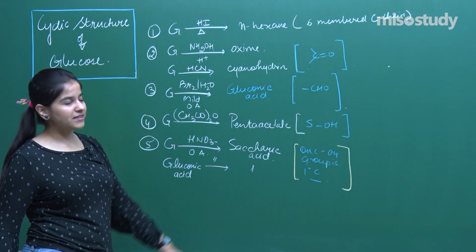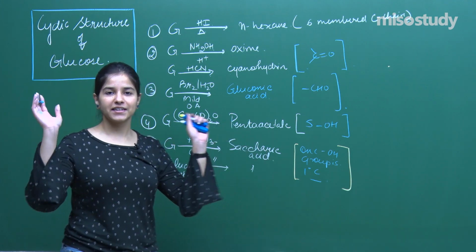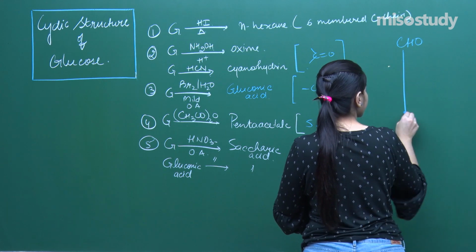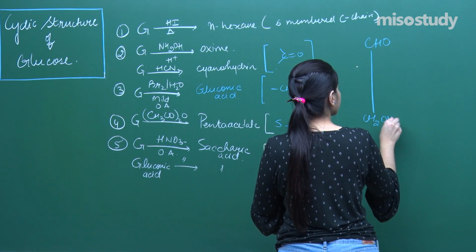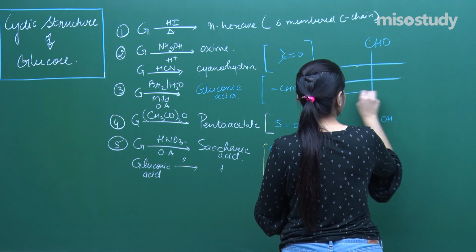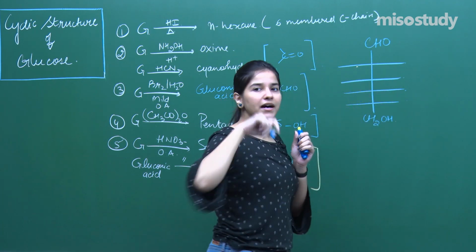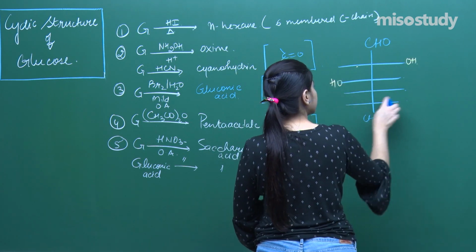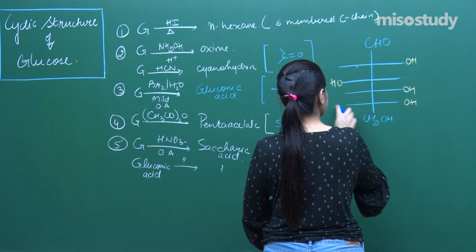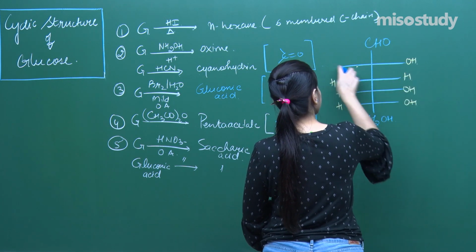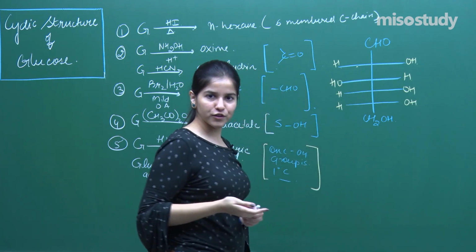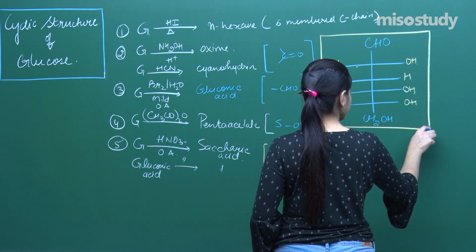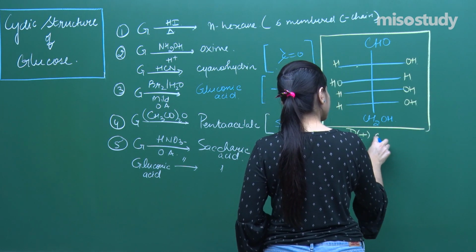From all of these reactions, I got the idea that I have got the structure of glucose. What is it? Everybody try to draw with me. R, L, R, R, remember? So, it's R, L, R, R. That was the thing, and that is the structure of glucose that I had found out. D plus glucose.